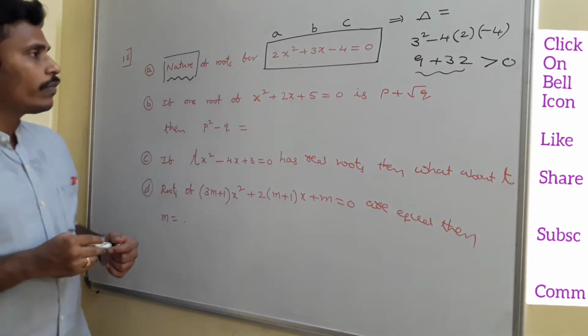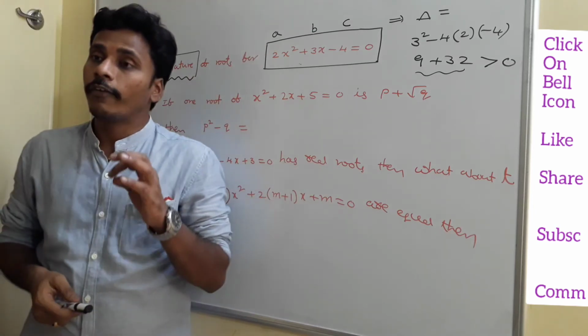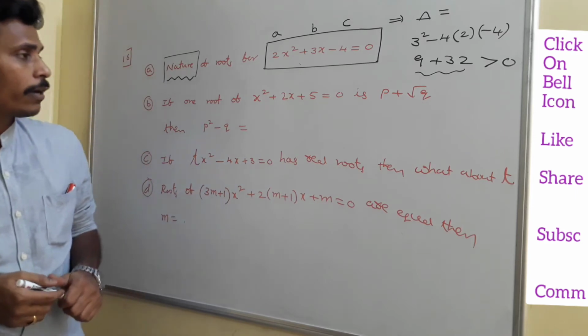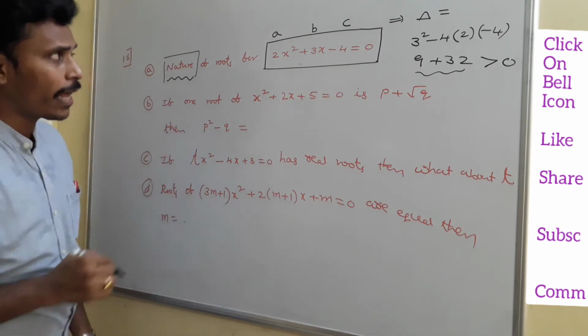Then we will confirm that this particular equation has irrational roots, and for sure the roots are of the format p plus root q and p minus root q. Is it clear? Once again I am repeating.